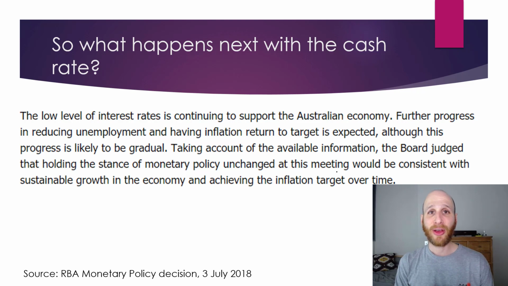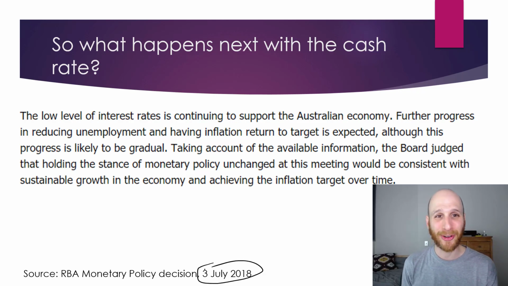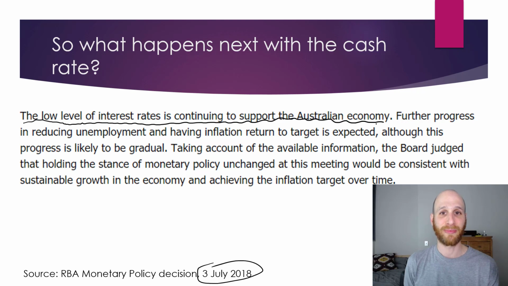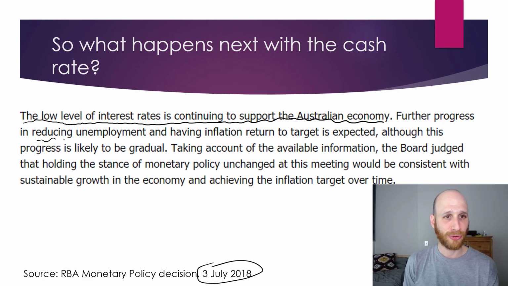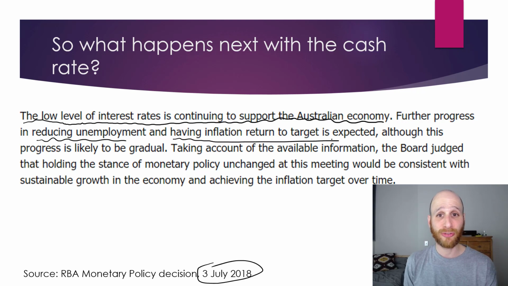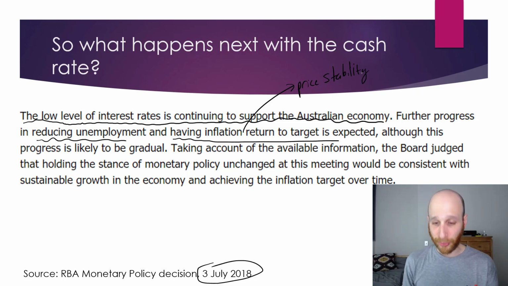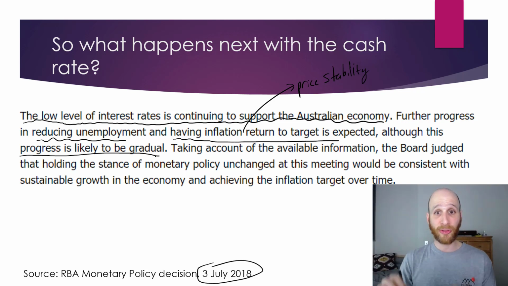The answer, and this statement comes from the RBA's monetary policy decision in July 2018, which was, surprisingly, to keep rates on hold, is that the low level of interest rates is continuing to support the Australian economy. So the RBA is happy with the effect the current interest rate setting is having on the Australian economy. Further progress in reducing unemployment and having inflation return to target, which is all about price stability, is expected, although this progress is likely to be gradual. It's going to take a bit of time, but the RBA thinks we're heading in the right direction.